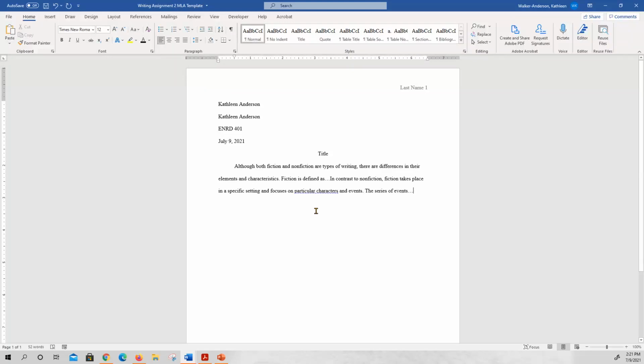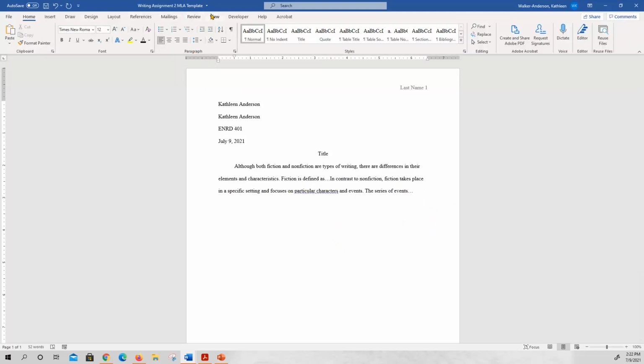You take the outline to get your ideas down, and even here, I talked about setting and characters and events, but that's not how I wrote it on the outline. I actually wrote it on the outline in the opposite order. So you're not stuck to the outline. The outline is just to get your ideas down to plan in general, and you really start to change things up when you type the paragraph up.